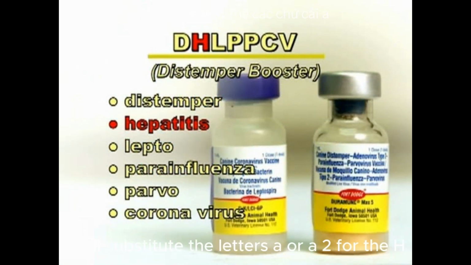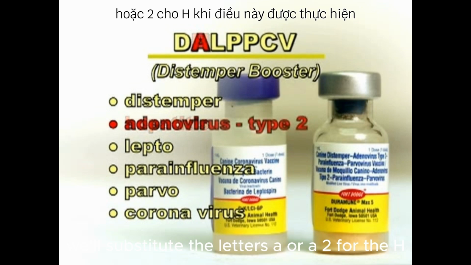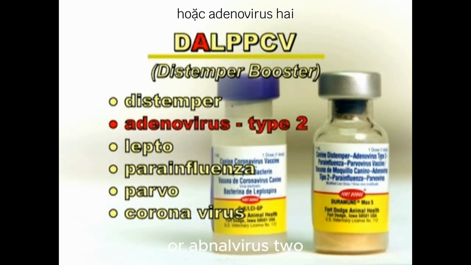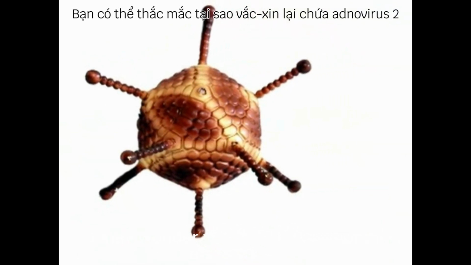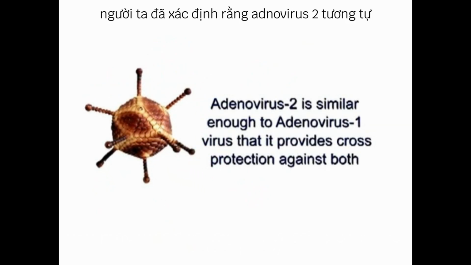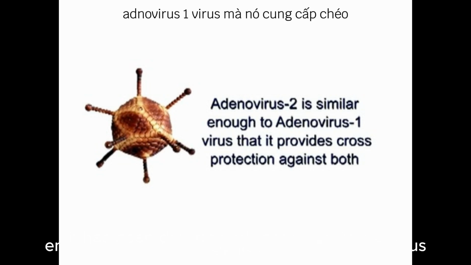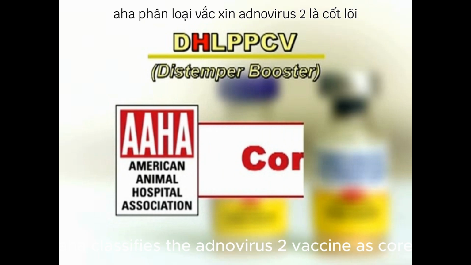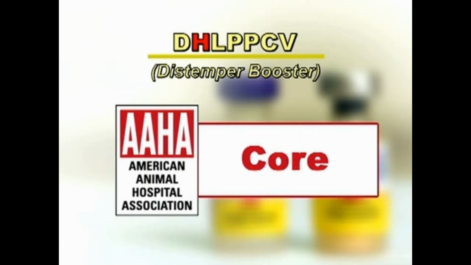Sometimes we'll substitute the letters A or A2 for the H. When this is done, the A represents the virus contained in the vaccine, or adenovirus 2. You may wonder why the vaccine contains adenovirus 2 when the cause of hepatitis is adenovirus 1. It has been determined that adenovirus 2 is similar enough to the hepatitis-causing adenovirus 1 virus that it provides cross-protection against both diseases. AHA classifies the adenovirus 2 vaccine as core.